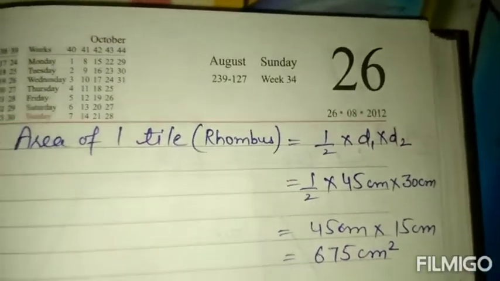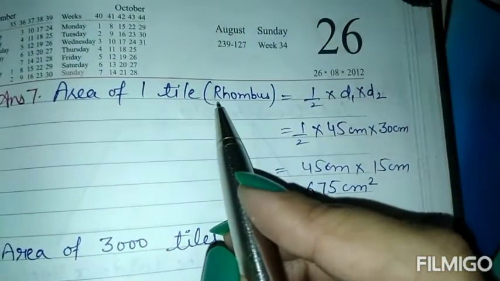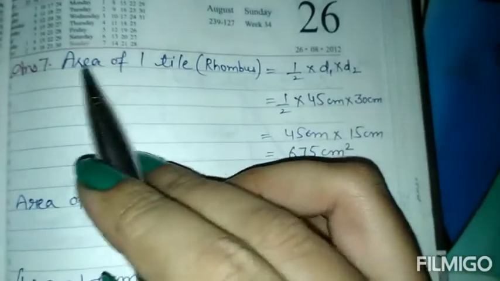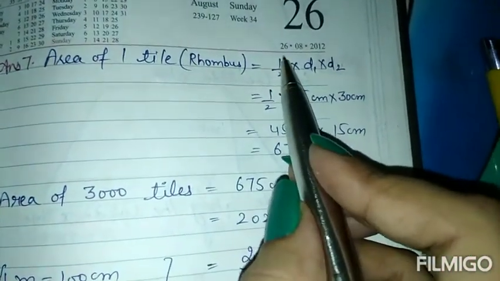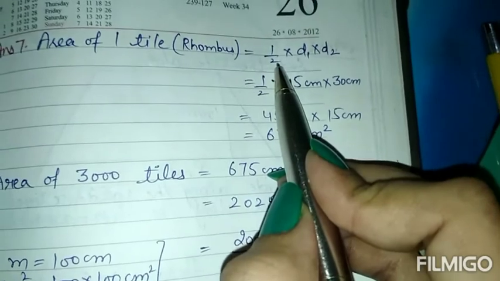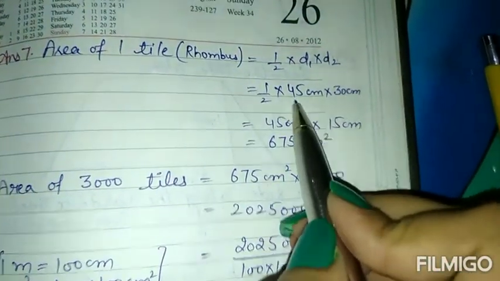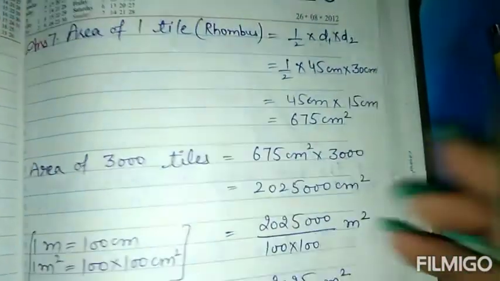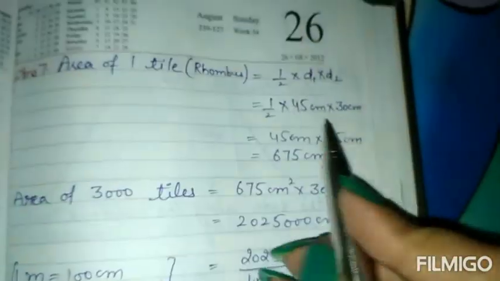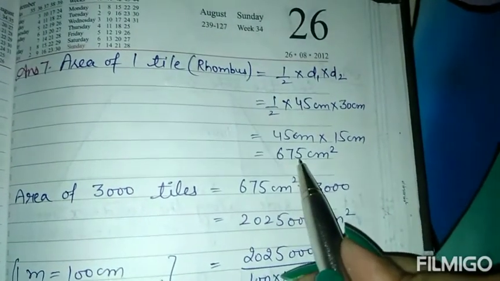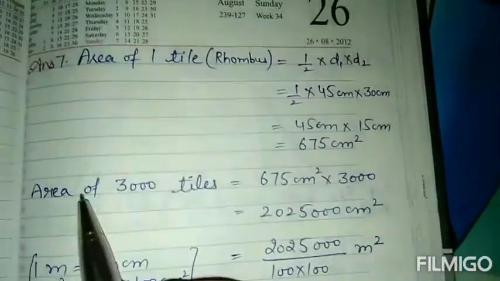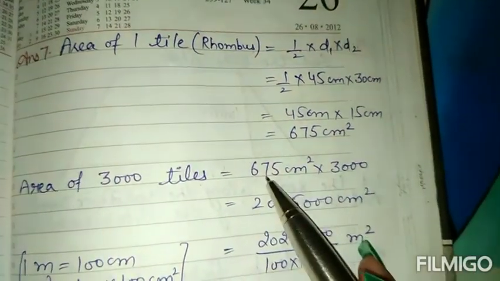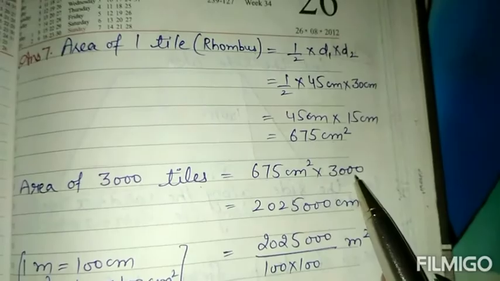So firstly we will find the area of one tile whose shape is given to be rhombus. So area of one tile means rhombus shape is equal to half of d1 into d2. Diagonal 1 is given to be 45 cm and diagonal 2 given to be 30 cm. When you solve it, you will get 675 centimeter square. Now we have to find the area of 3000 tiles. 675 centimeter square into 3000.